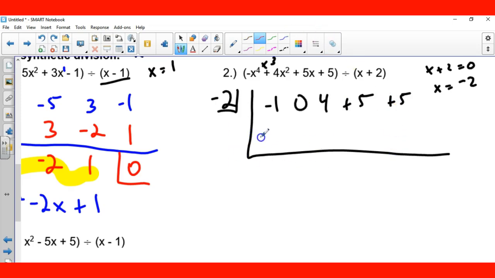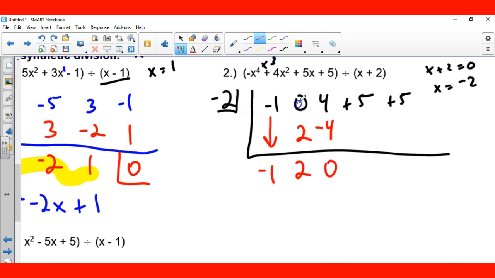Now, to get started, we'll go again. Take your first term and bring it down. Always bring your first term straight down. So now -1 times -2 is going to be +2, and 0 plus 2 is 2. Then 2 times -2 is -4. Well, 4 minus 4 is 0.